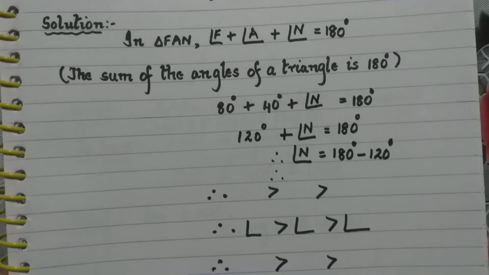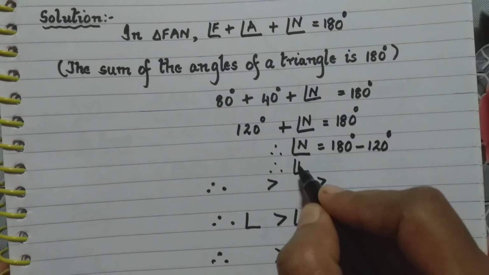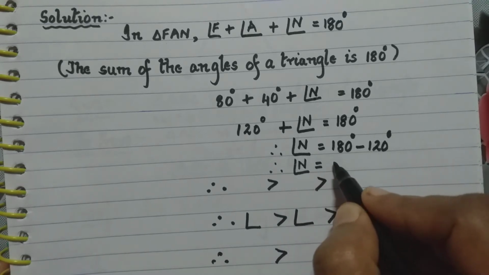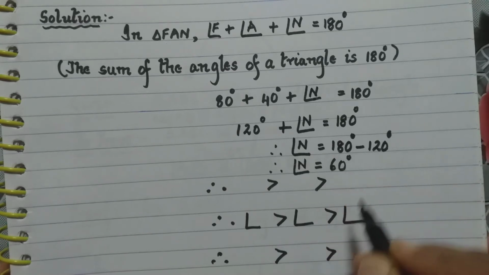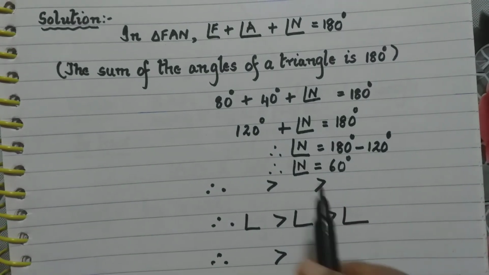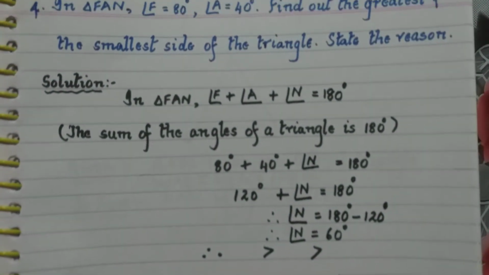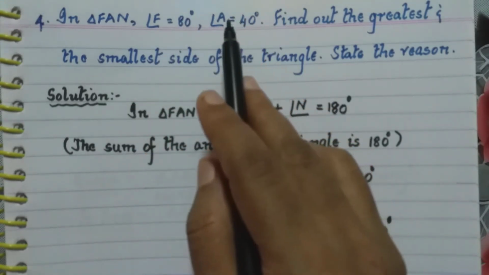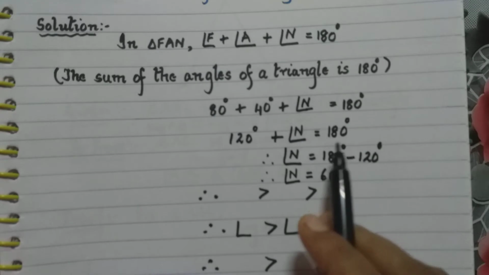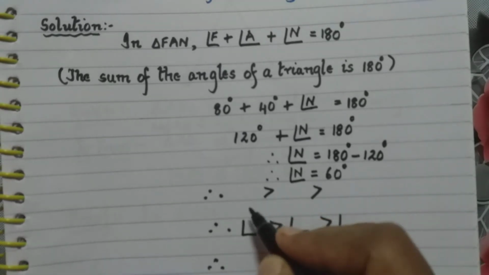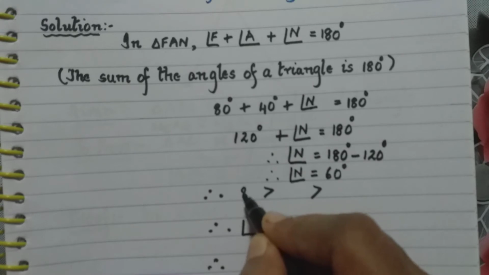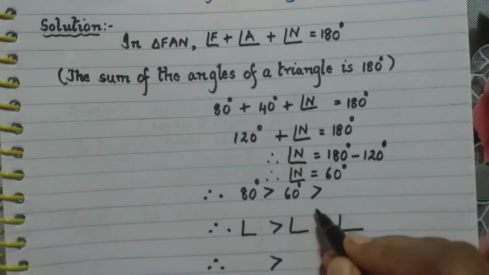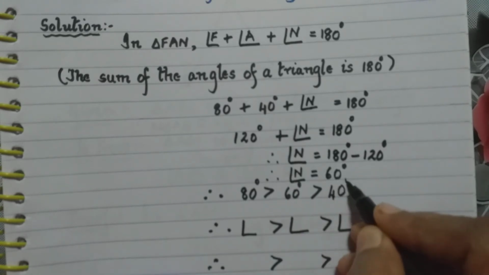Therefore, angle N is equal to 180 degrees minus 120 degrees, which is 60 degrees. Now what do we do? We look at the measures of the three angles. One is 80 degrees, one is 40 degrees and one is 60 degrees. Therefore, I can write here 80 degrees is greater than 60 degrees is greater than 40 degrees.